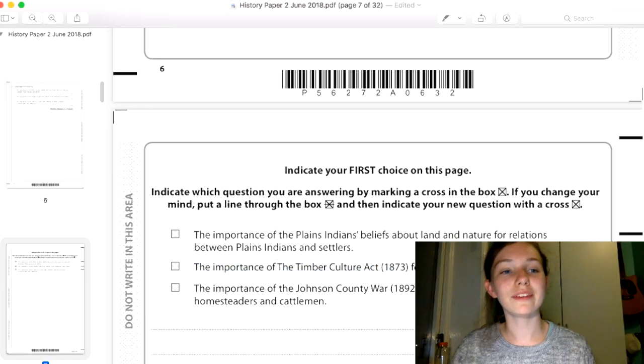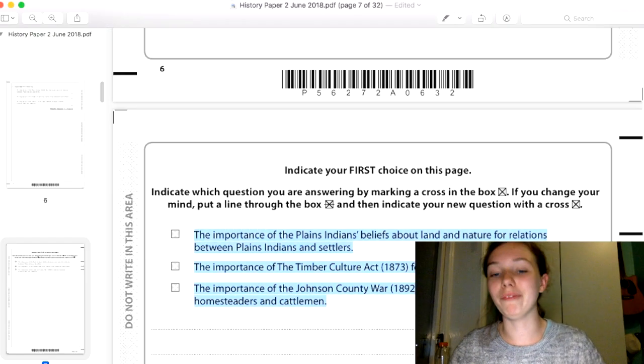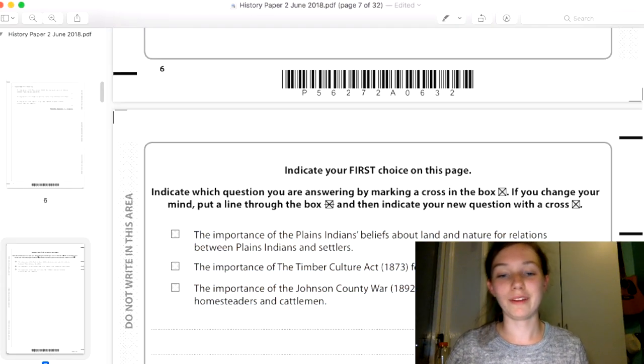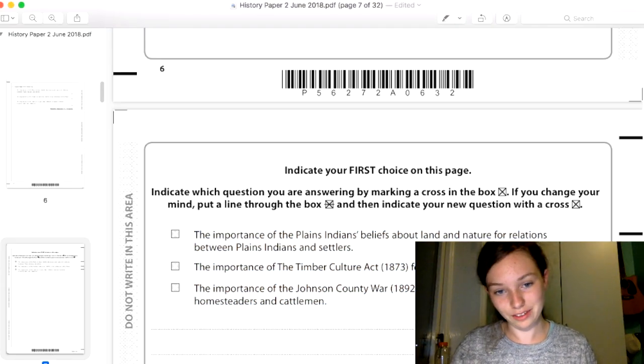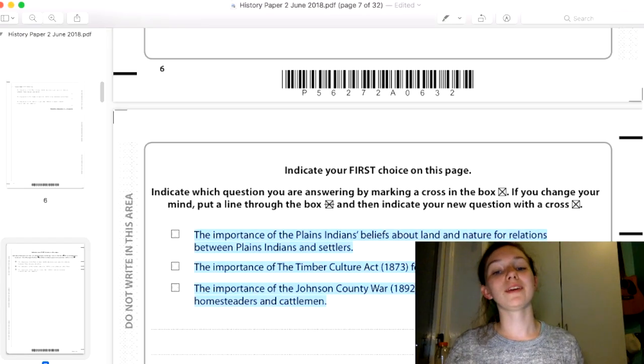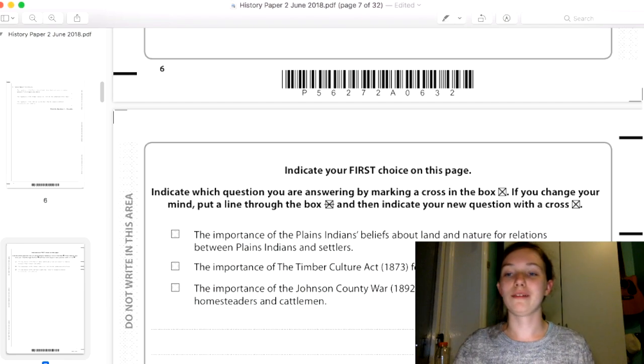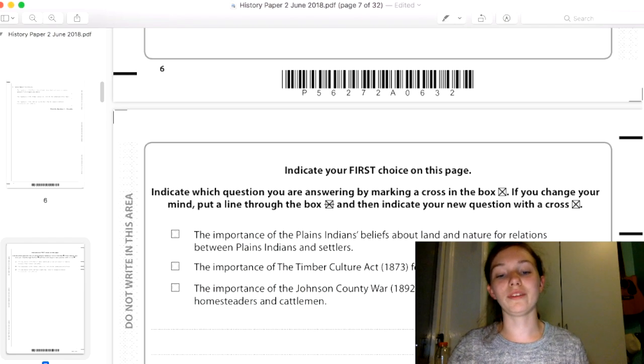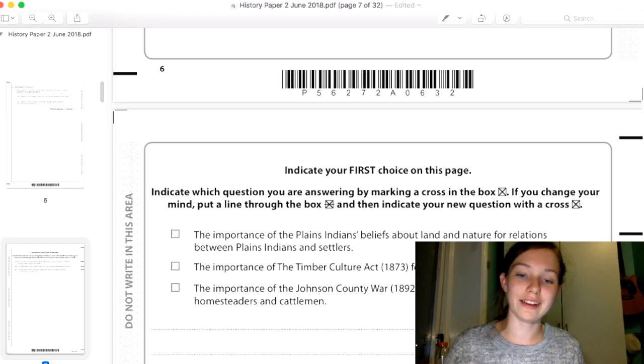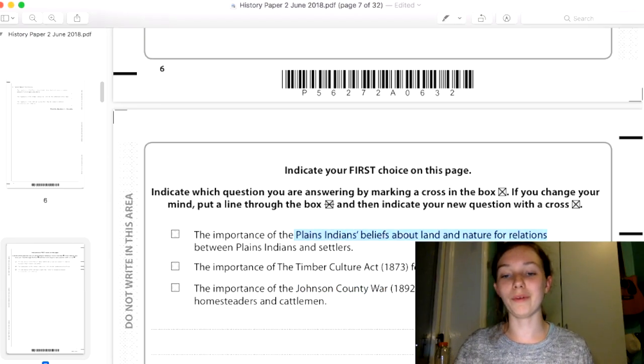So often when you come across this type of question, you will find that you only know about 2 of them, in which case do the 2 that you know stuff about. But if you're in a lucky position like me and you knew about all 3 of them, think about what's going to be easier to write about, what you know more about, what there is more to say about generally. So like the Timber Culture Act is only an act, whereas the Johnson County War has several events within it, and Plains Indians' beliefs, well, there's more than one belief.